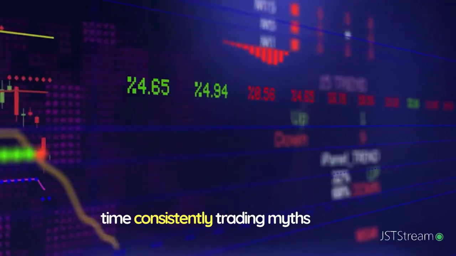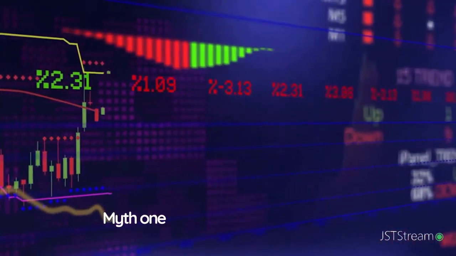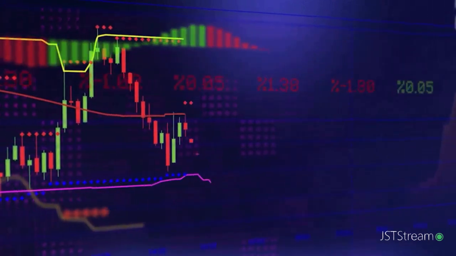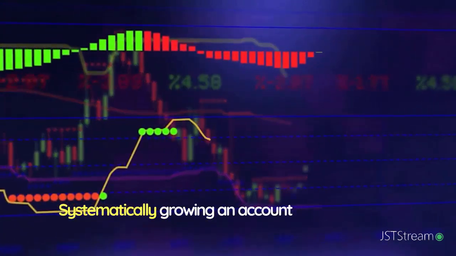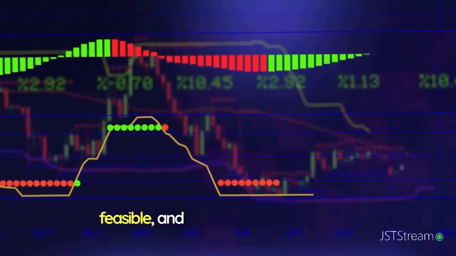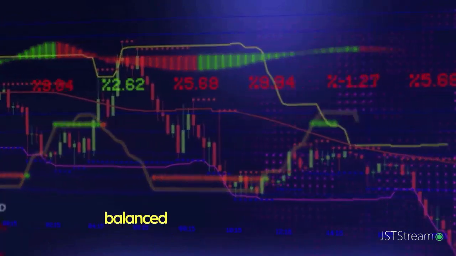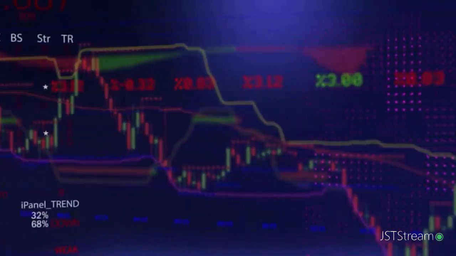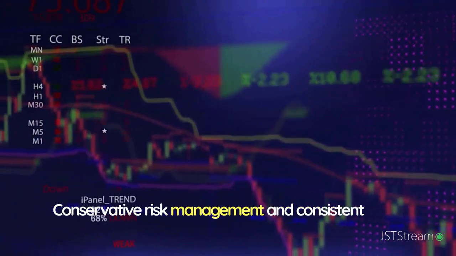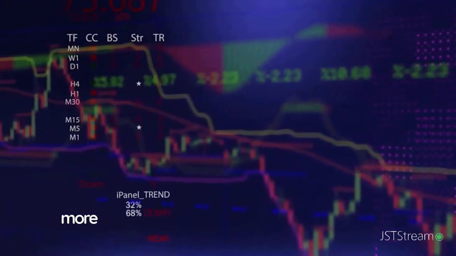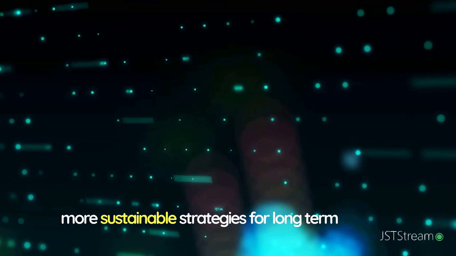Trading myths. Recap. Myth 1. Quadrupling money quickly. Systematically growing an account exponentially is not feasible, and it's essential to maintain a balanced approach with minimal risk. Conservative risk management and consistent small gains are more sustainable strategies for long-term success.